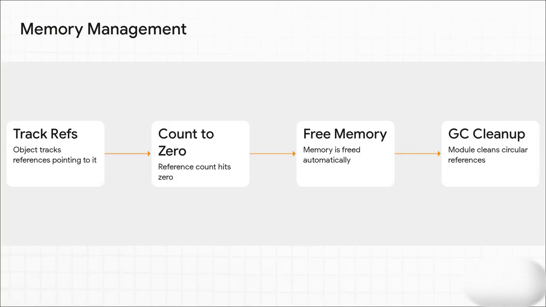So Python uses automatic memory management. You can think of it like a highly efficient self-cleaning system. Step 1, every single object inherently tracks how many references are pointing to it. When that reference count hits 0 in step 2, the memory is freed automatically in step 3. Simple enough, right? But what if two objects point to each other, creating this infinite loop where neither count ever reaches 0? Well, that's where step 4 kicks in. Python's built-in GC, or garbage collection module, actively steps in to clean up those stubborn circular references.